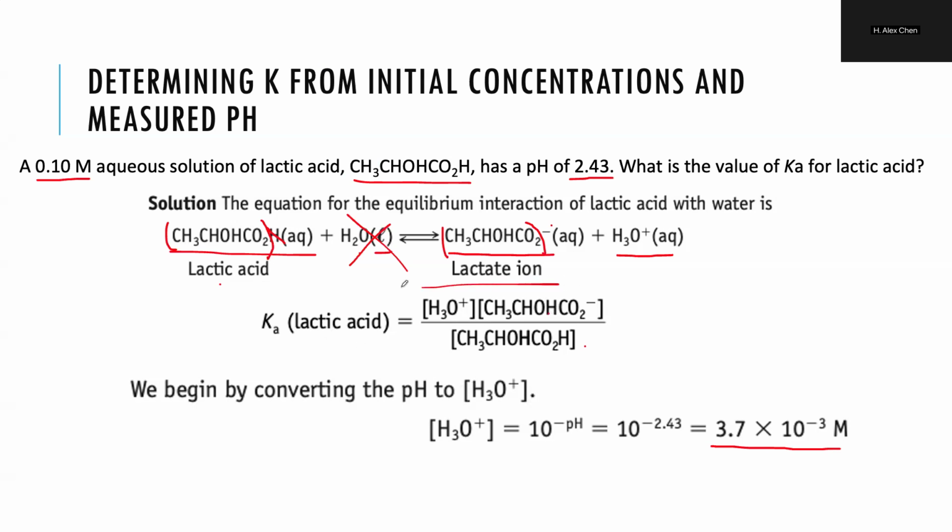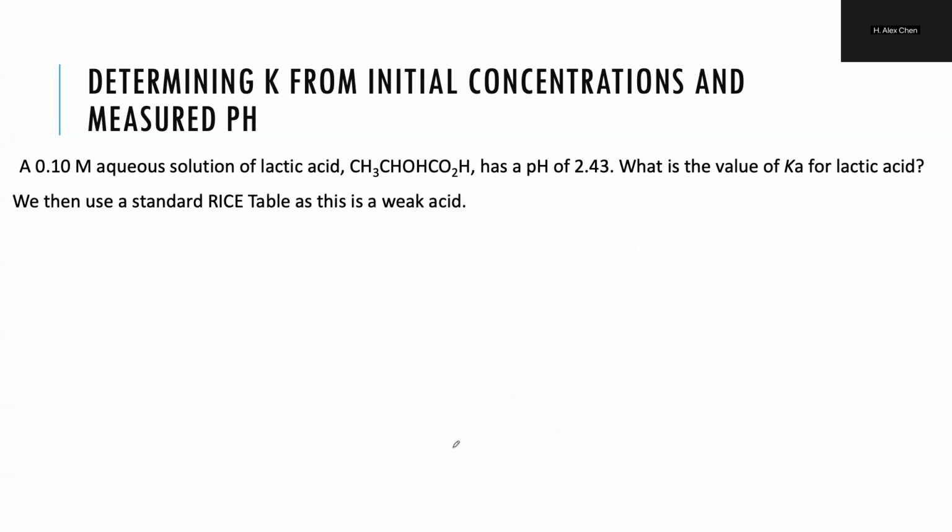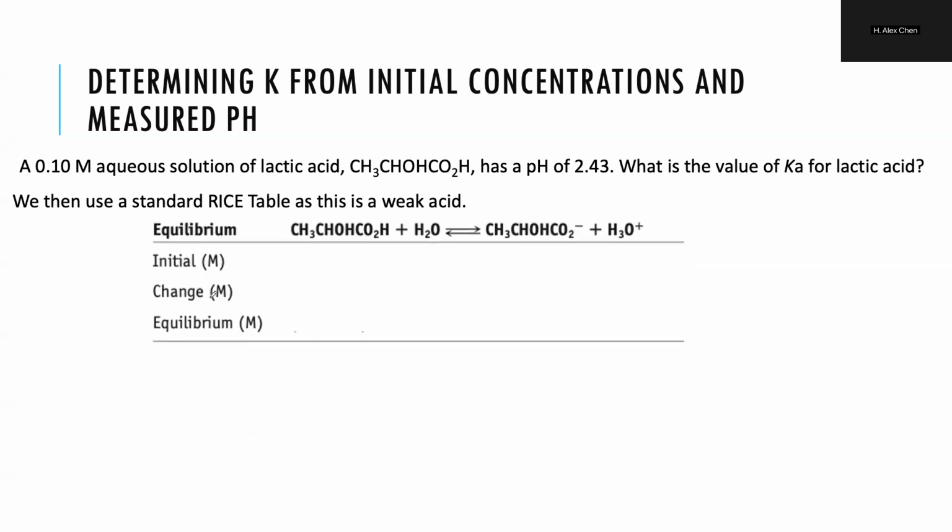If you forgot how to do that, I recommend you go back to the last video. And now I have this equilibrium expression and the concentration of H3O plus. I can then proceed to put in a standard RICE table. Note that here we call it the ICE table, but this is really the reaction instead of equilibrium. I have initial, change and equilibrium. In the initial state, my concentration for lactic acid is 0.10, but initially I don't have any product, so I write 0.10 and 0. Water is not considered because it's a pure liquid.